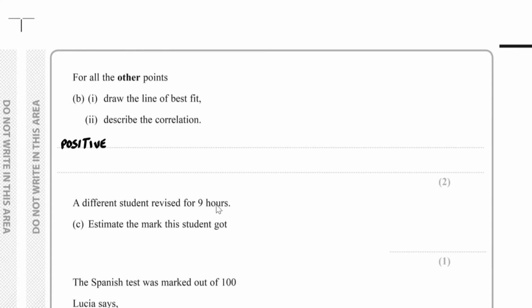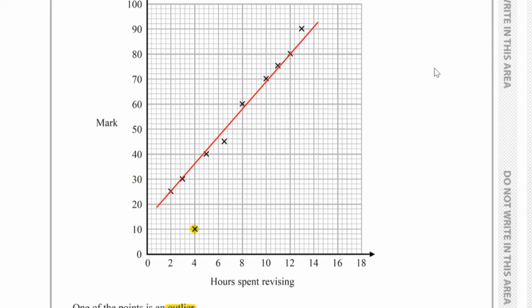Then a different student revised for 9 hours. We have to estimate the mark the student got. So they spend 9 hours revising, as we see here. And the mark they would get will be 63.